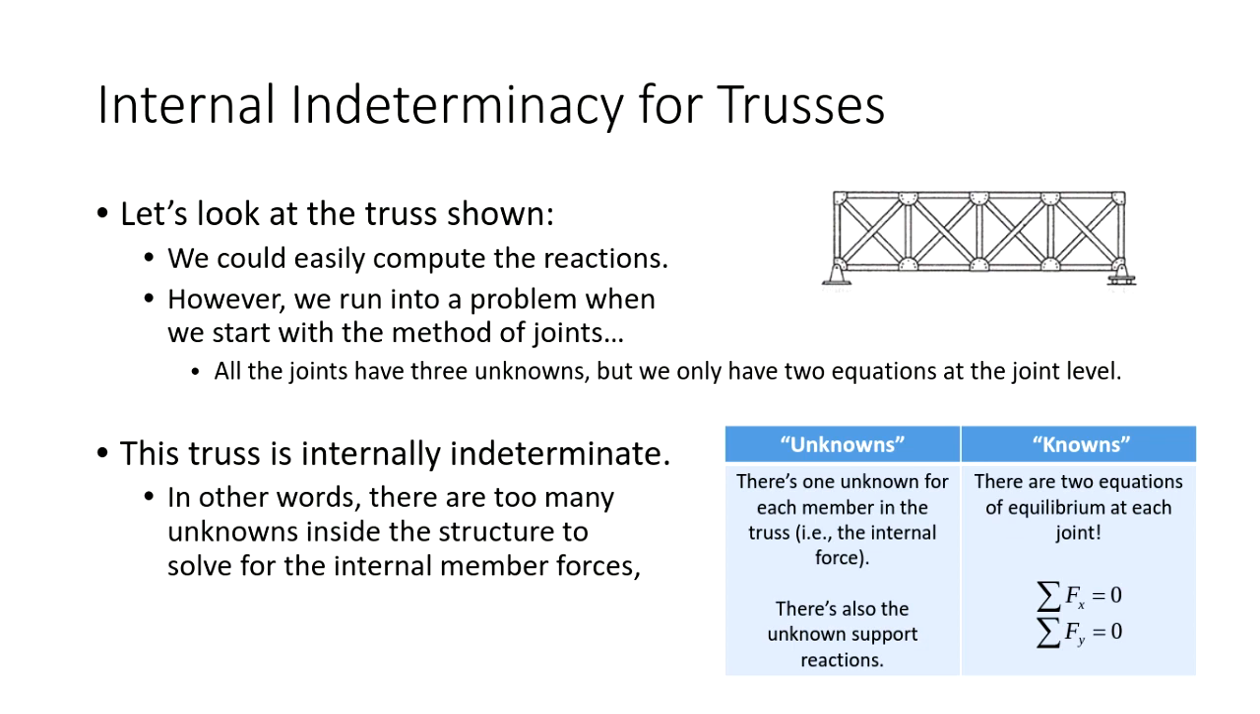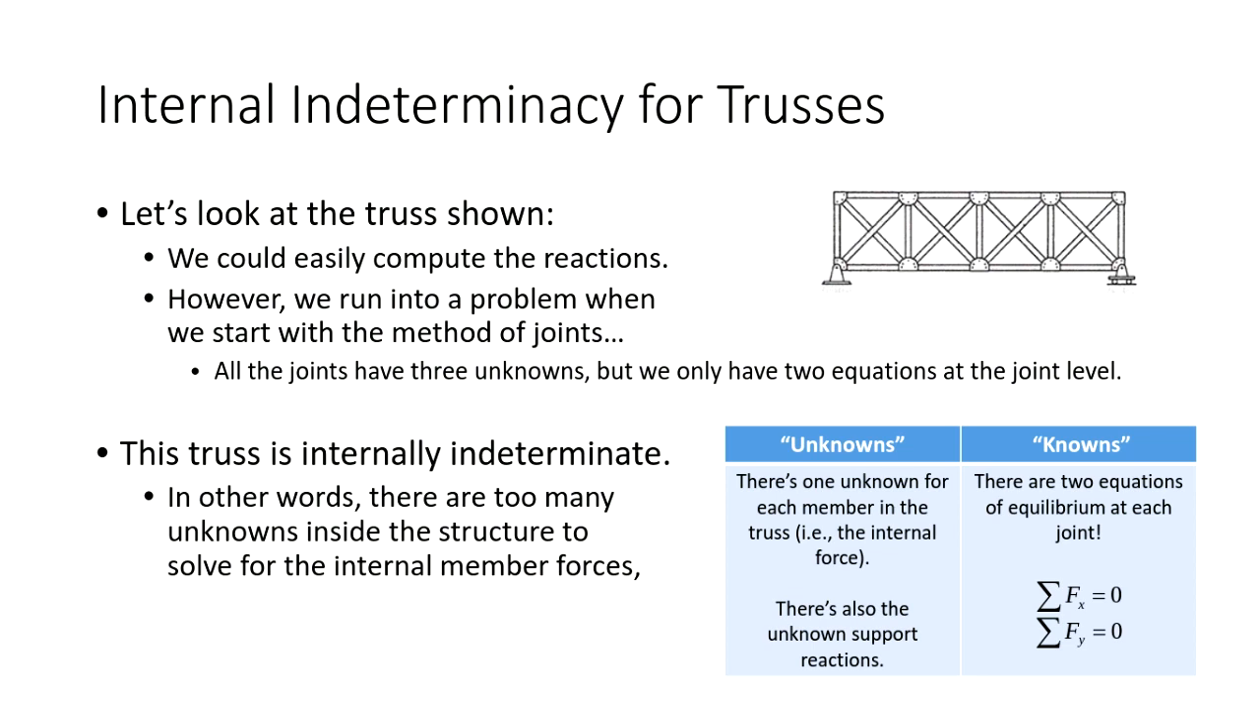And then what do I have? 13 and 8 is 21, 21 members. And then I've got three reactions. So I've got 24 unknowns, but I only have 20 equations of equilibrium. There's too many unknowns inside the structure to solve for the internal forces of the members. So this structure is internally indeterminate.